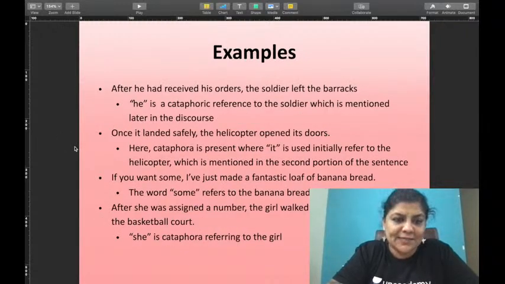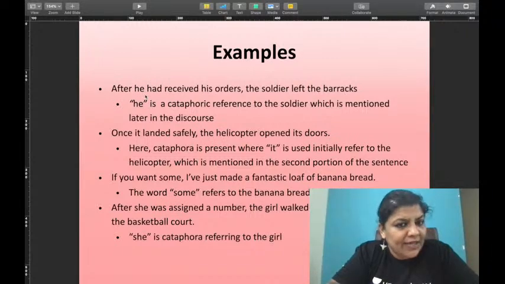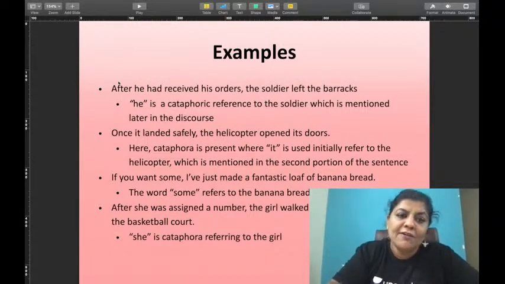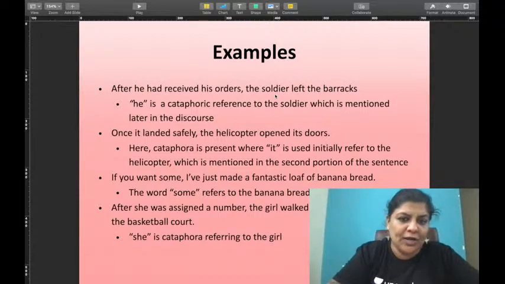You will understand. After he had received orders, the soldier left the barracks. First, we are saying he. Then only we are saying the soldier. Did you understand, everybody? First, we say he. Then we say soldier. That is cataphora. First, we say the pronoun. Then only we say the noun.